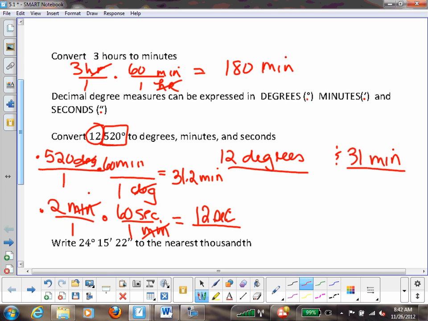Now let's write this appropriately. 31 degrees, no, sorry, 12 degrees, 31 minutes, 12 seconds. This is the same thing as saying 12.520 degrees. Allie?